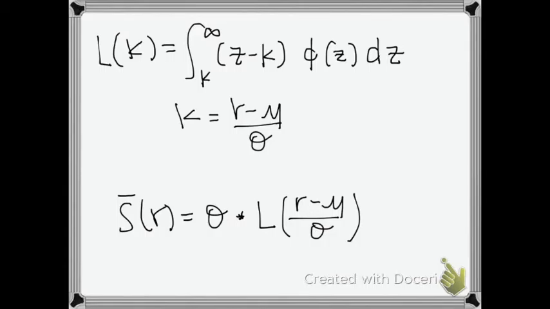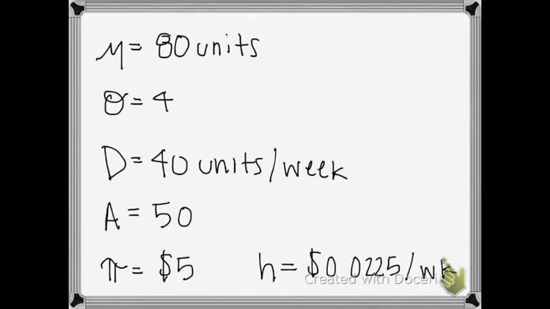In the example problem, we need to find the optimal inventory policy. We are given the following variables. The mean lead time demand, known as mu, is equal to 80 units. The standard deviation, sigma, is equal to 4. Demand is equal to 40 units per week. Availability, A, is equal to 50. The shortage cost, also known as pi, is equal to $5, and the holding cost, known as H, is equal to 0.0225 cents per week.